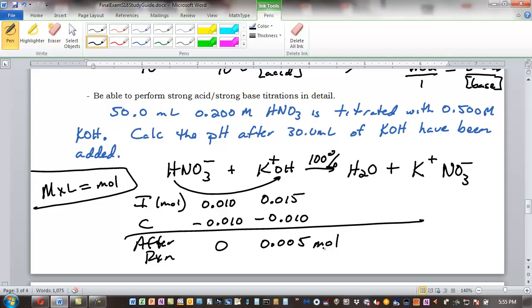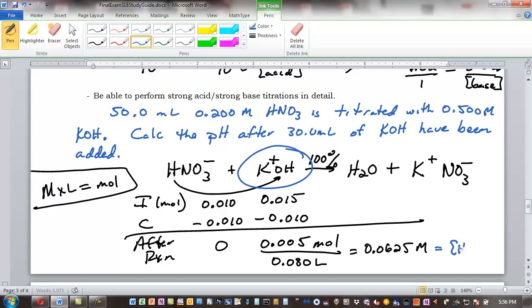So what do we do with that 0.005 moles? Divide by the total volume in liters. So 50 milliliters we started with, we added 30, so 80 milliliters, 0.08 liters. That gives 0.0625 molar. Now be careful here. That is strong base, so this is the concentration of potassium hydroxide. But what do you know about a strong base? It completely dissociates into ions. So this will also equal our hydroxide concentration.